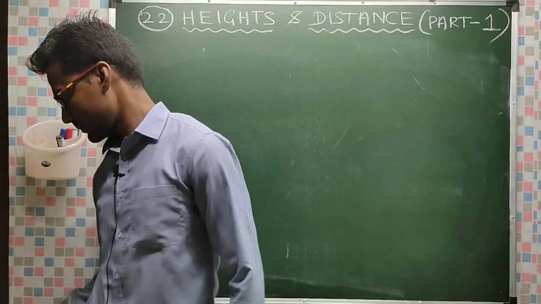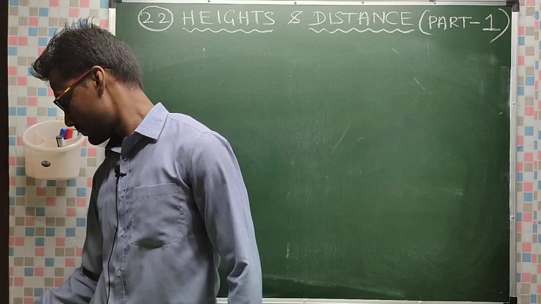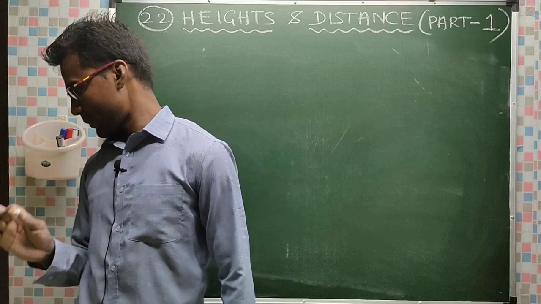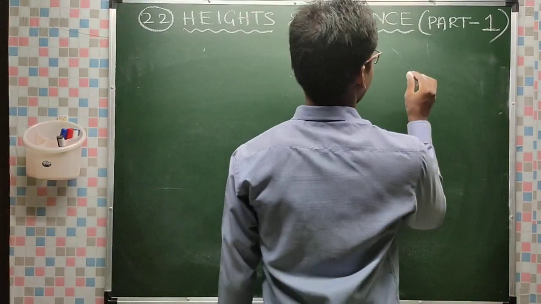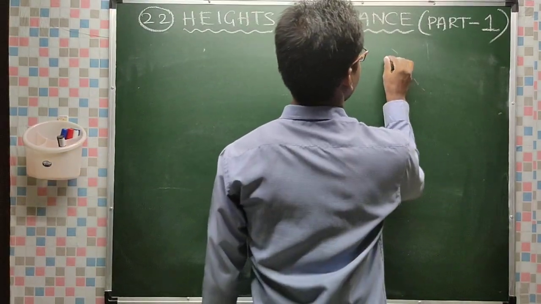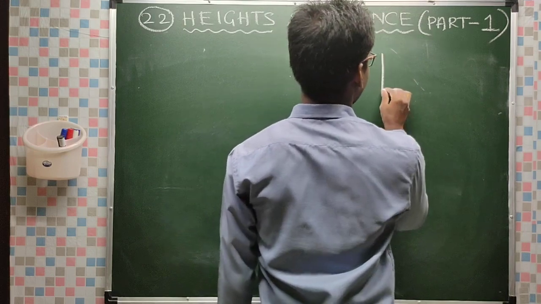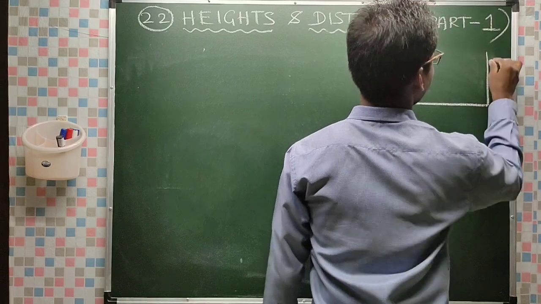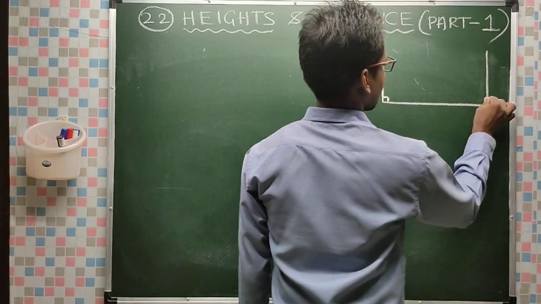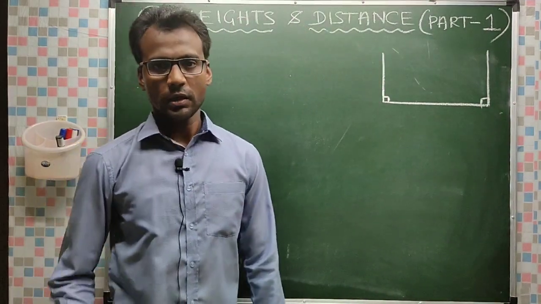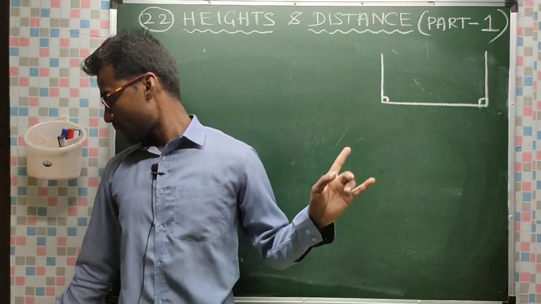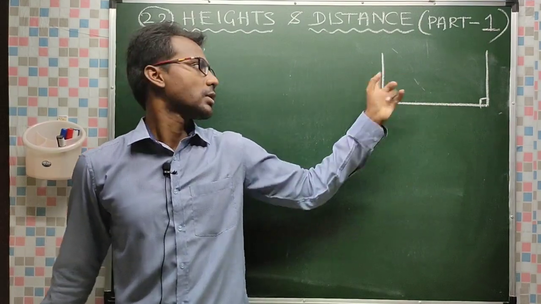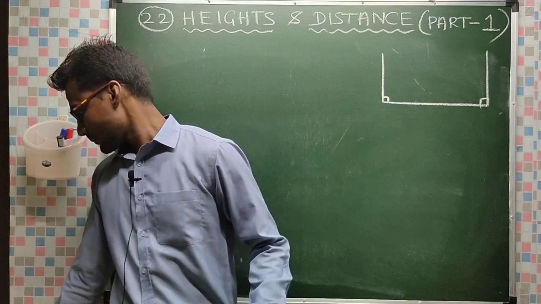Next example, two vertical poles are on either side of a road. Suppose like this. Okay, this is 90, this is 90. Height is not given till now. Two vertical poles are on either side of a road. This is the road. This is the width of the road. Okay, these are two poles standing vertically.